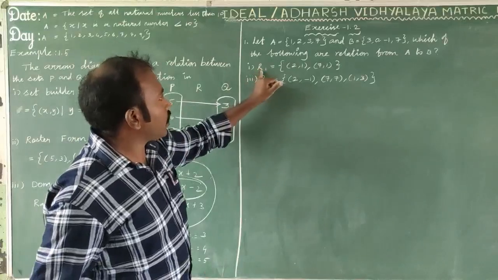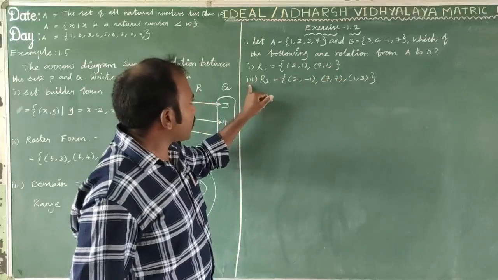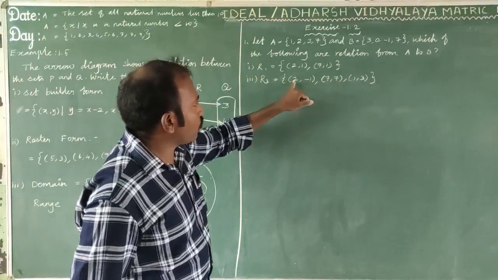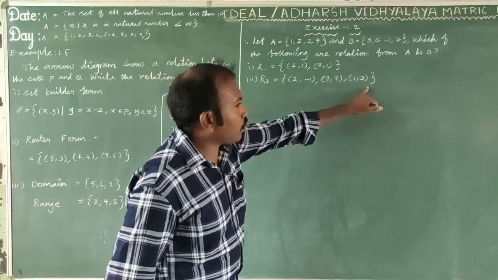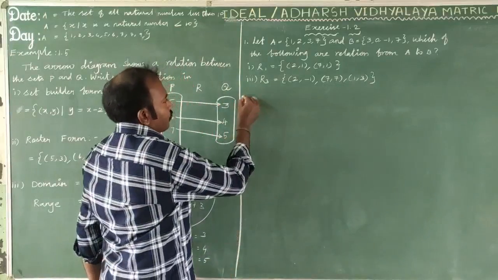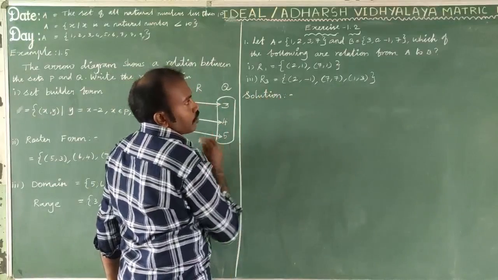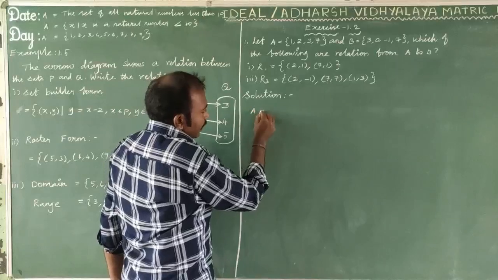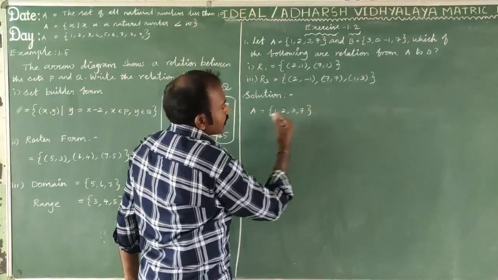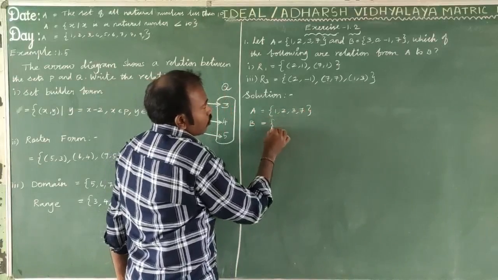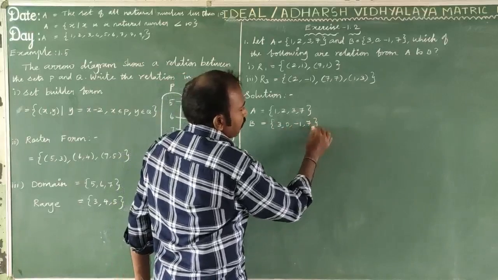First one, R1 is equal to {(2, 1), (7, 1)}. Third subdivision, R3 is equal to {(2, minus 1), (7, 7), (1, 3)}. First, what we have to do is find out A cross B. So here, given A is equal to {1, 2, 3, 7}, B is equal to {3, 0, minus 1, 7}.